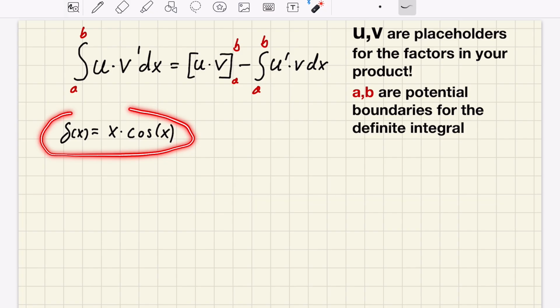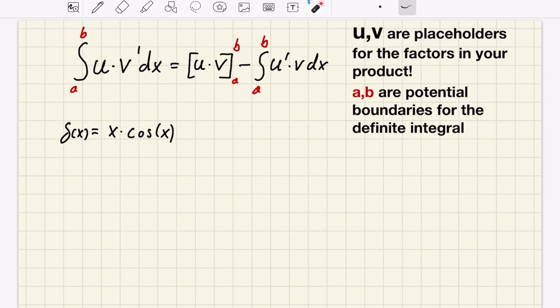For example, we have here this function x times cosine x, consisting of two factors, x and cosine x. And again, key is now to assign your factors, these two, to the correct placeholders, V or U.